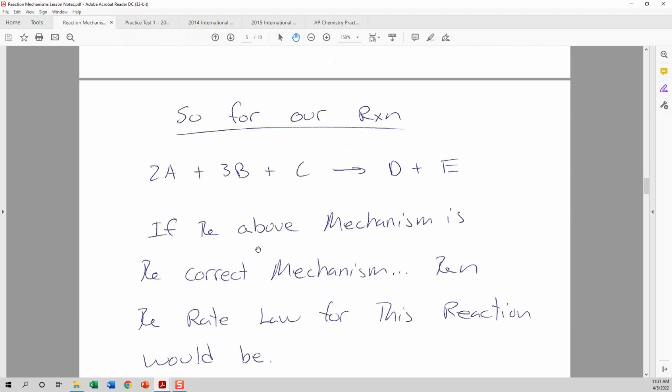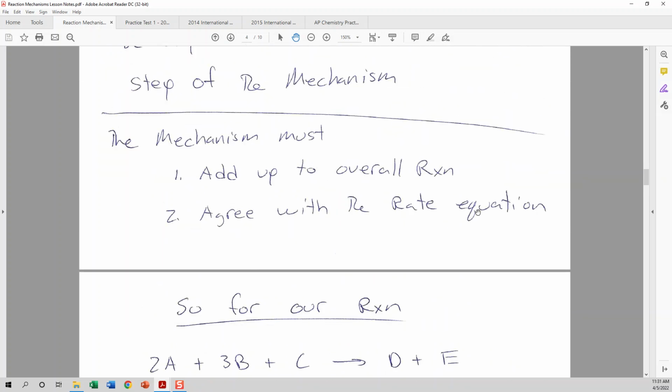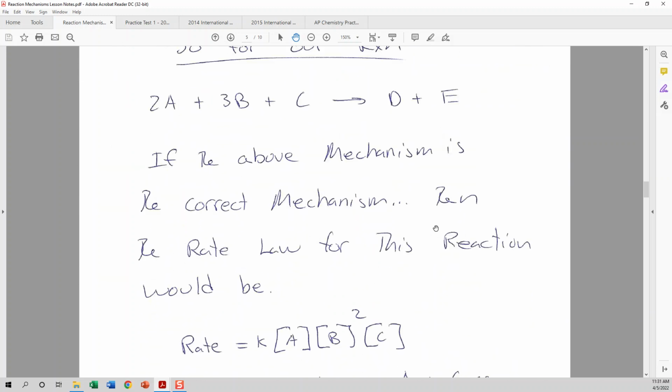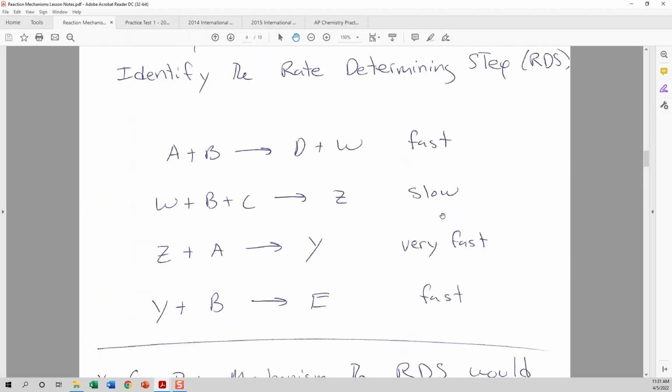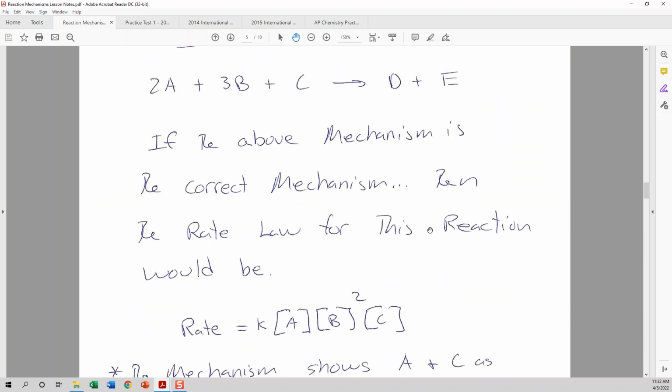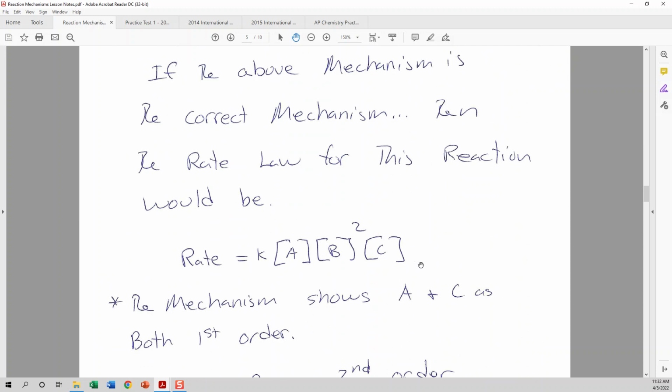All right. So that means if they have to agree with the rate equation, then if you know what the rate equation is, you should be able to figure out the rate determining step of the mechanism. Or if you know the rate determining step of the mechanism, you should be able to figure out the rate law, the rate equation. So that's what I want to do here. This is the reaction, and based on this mechanism, where the second step is the slowest step, the rate determining step, this right here would have to be my rate equation.